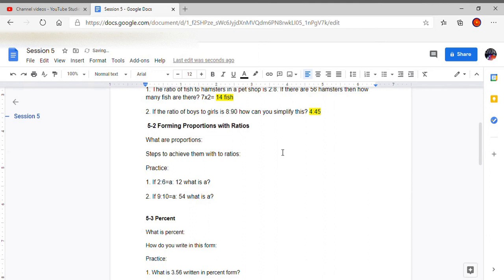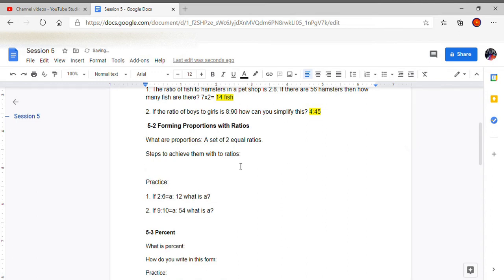Now, forming proportions with ratios. What are proportions? Proportions are a set of two equal ratios. Steps to achieve them with ratios. So it's when you're going to fill out the missing value. So if it's 2 to 6 here, then 8 to 12.